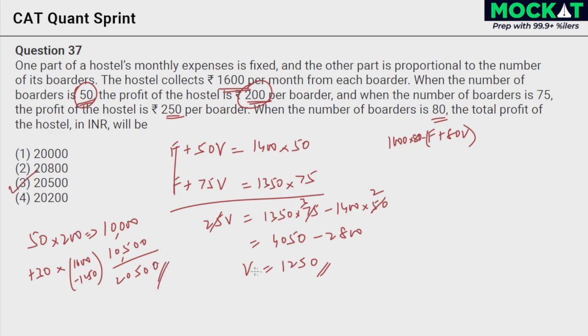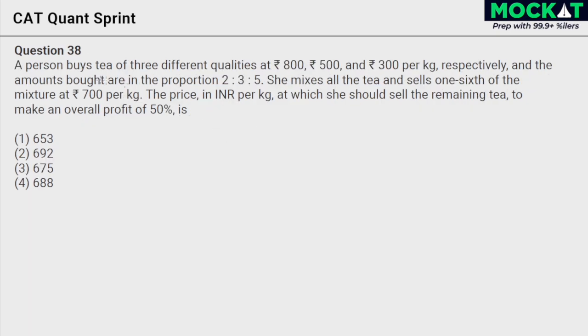You can also substitute, find the F value and plug it in over here, and you should get the same answer, but it's just a little time consuming. On to question 38. A person buys tea of 3 different qualities at 800, 500 and 300 per kg respectively, and the amounts bought are in the proportion of 2:3:5.